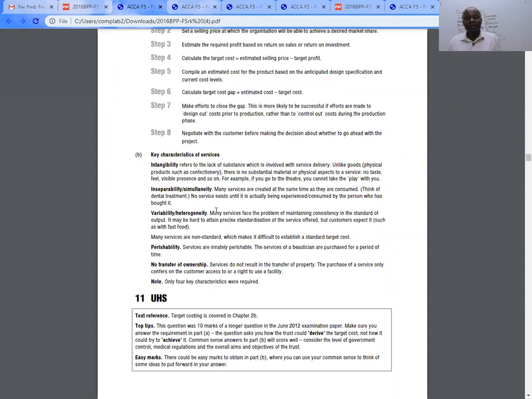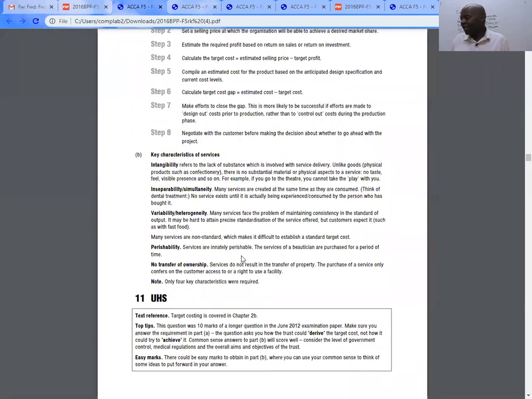But for a service, if, for example, I taught you this topic in the normal class and did a particular question in 10 minutes, when it comes to crash program, I may not be able to take exactly 10 minutes. It may take more. So you're told, ladies and gentlemen, heterogeneity is the opposite of what here, homogeneity. Many services face the problem of maintaining consistency in the standard of output. It may be hard to attain precise standardization of the service offered, but customers expect it, such as with fast food. So many services are non-standard, which makes it difficult to establish a standard target cost.